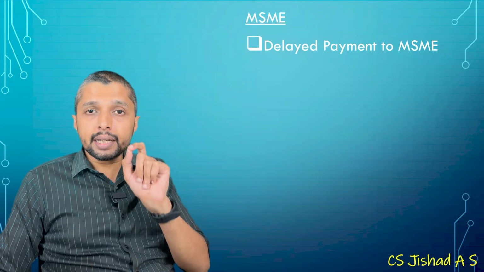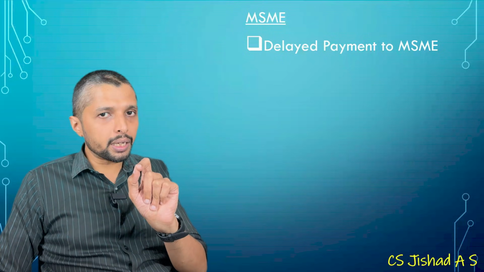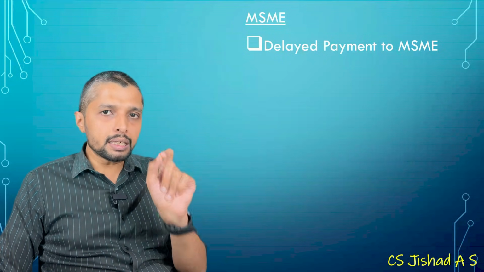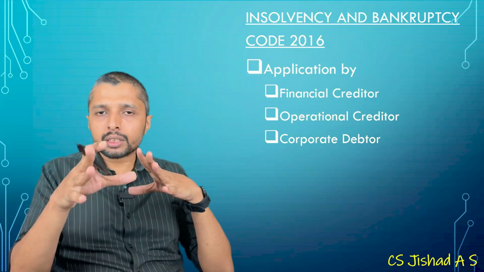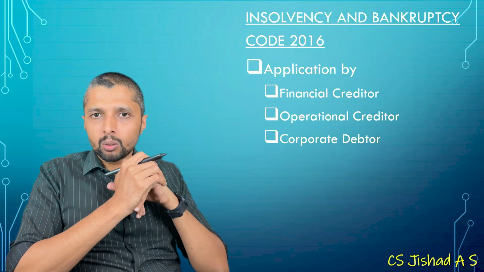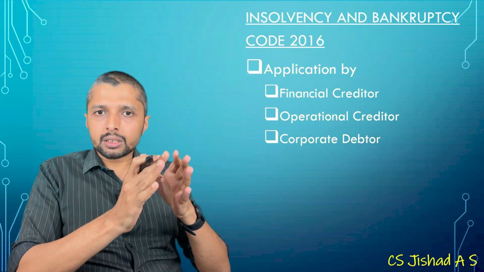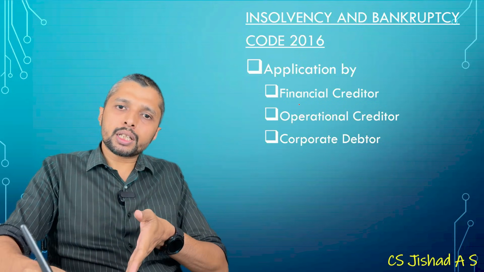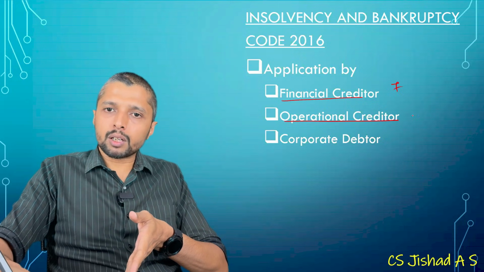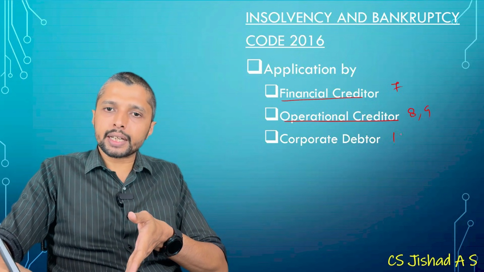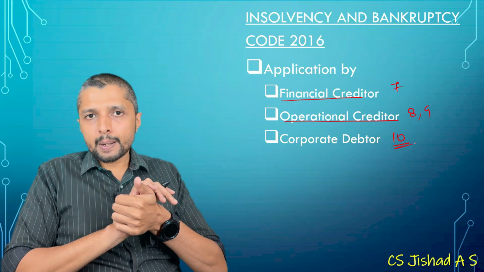If you are making any delayed payment to an MSME unit, you will have to pay interest, which will be 3 times the bank rate, and the interest will be charged at a compounded rate, and that will be mentioned in your annual accounts also. So with respect to the Insolvency and Bankruptcy Code, IBC 2016, an application can be made either by a financial creditor under section 7, an operational creditor under section 8 and section 9, or a corporate debtor under section 10.